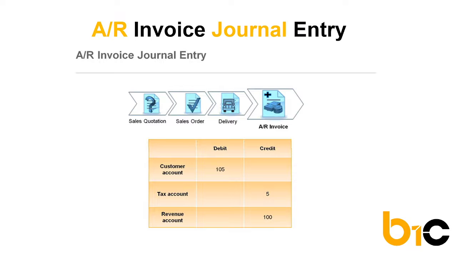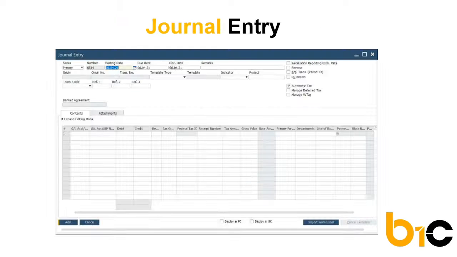Now let us assume for a moment that we are in a non-perpetual inventory system. In that case, in our sales process example, the AR invoice automatically creates the following journal entry. There is a debit to the customer account for the total price of the sale. There is a credit to the tax account for sales tax and credit to the revenue account for the sales price. Let us focus on the debit side. Each transaction registered for the customer affects the customer account balance.